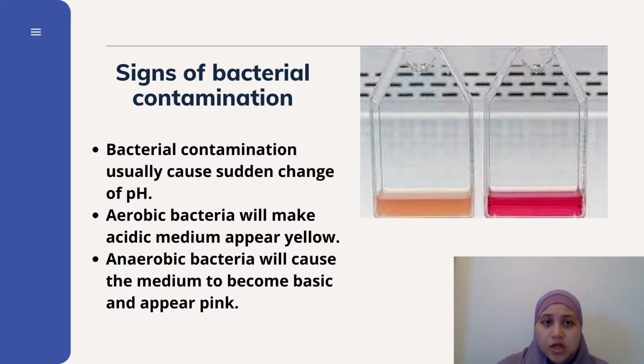Signs of bacterial contamination. These slides show two flasks with different color of media. Bacterial contamination usually cause sudden change of pH. Aerobic bacteria will make acidic medium change the color from pink to yellow, whereas anaerobic bacteria will cause the medium to become basic and appear more pink than usual.